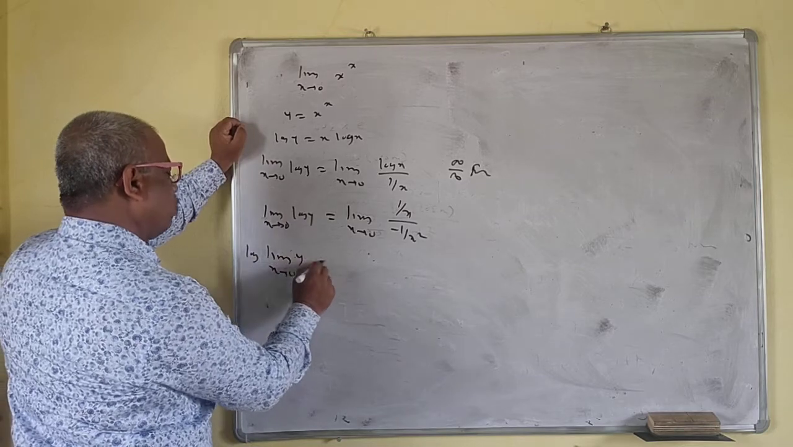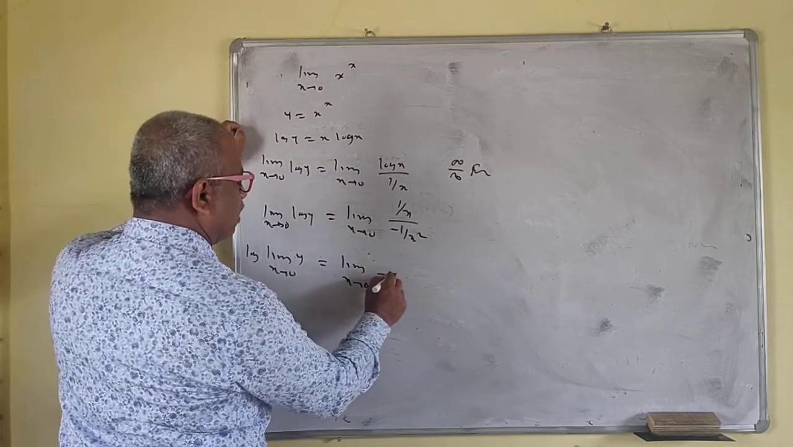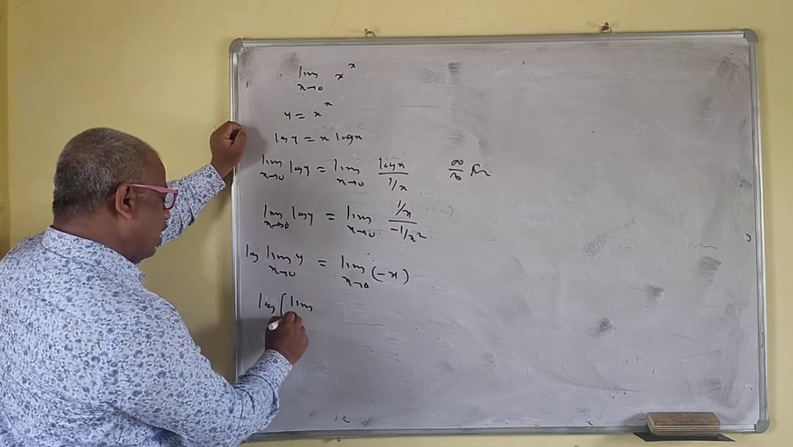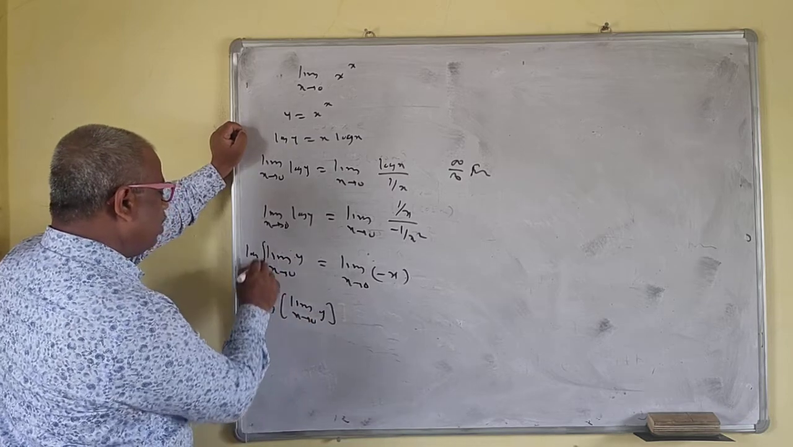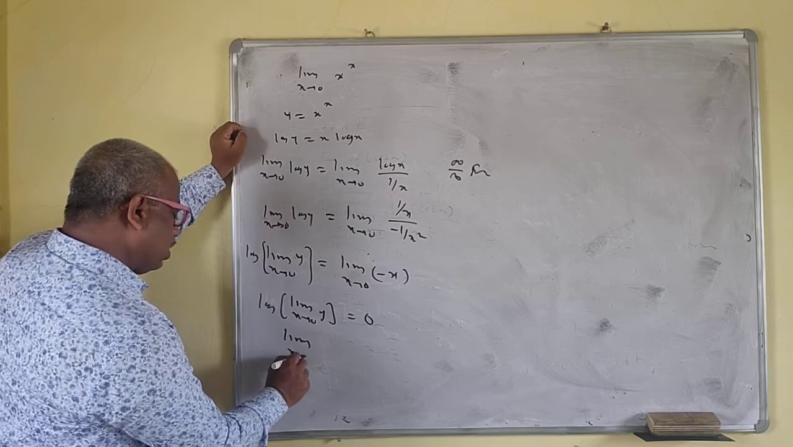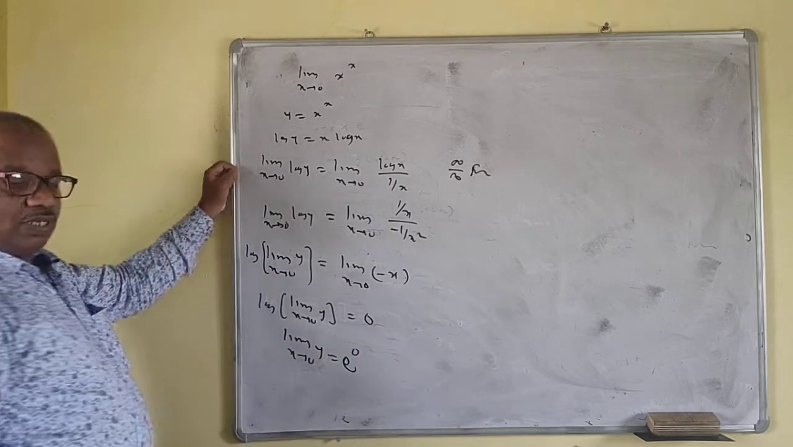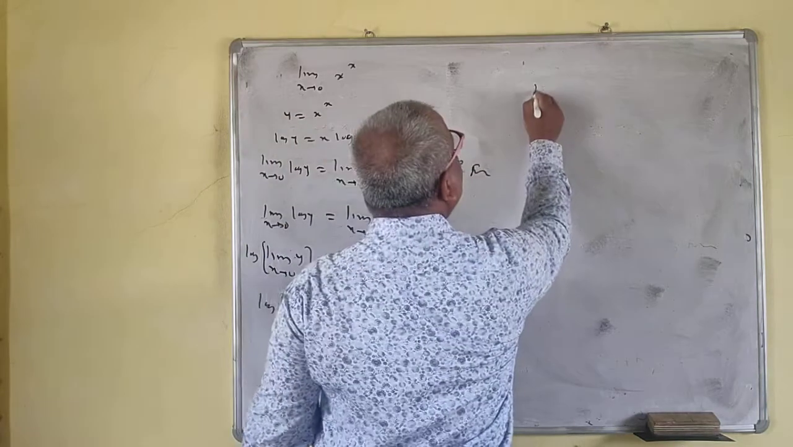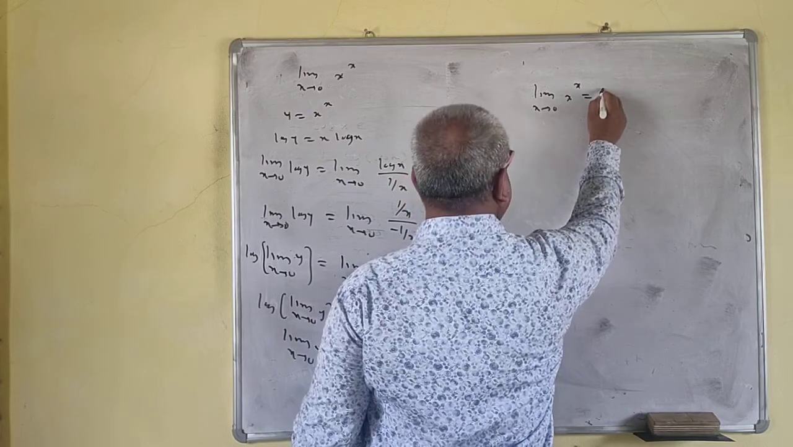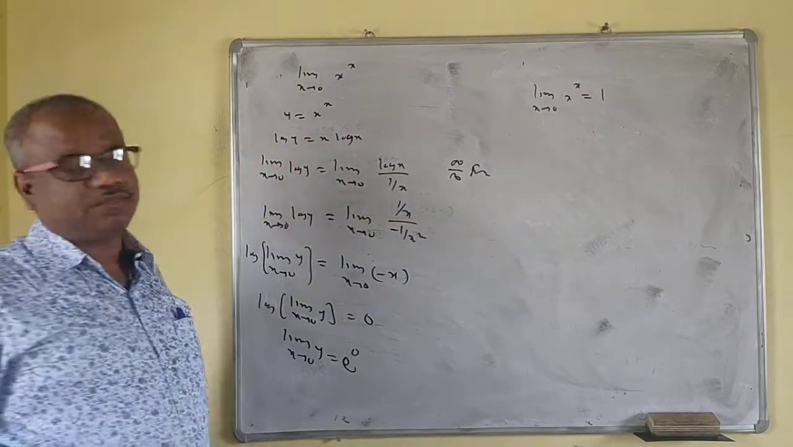Okay. So limit x tends to 0. I can take log y outside. So this is what then limit x tends to 0 minus x now. Okay. So this is log of limit x tends to 0, y is equal to 0 now. So limit x tends to 0, y is equal to e raised to 0. What is your value of y? x to the power x. So e raised to 0 is 1. So limit x tends to 0, x to the power x is 1. Remember this.